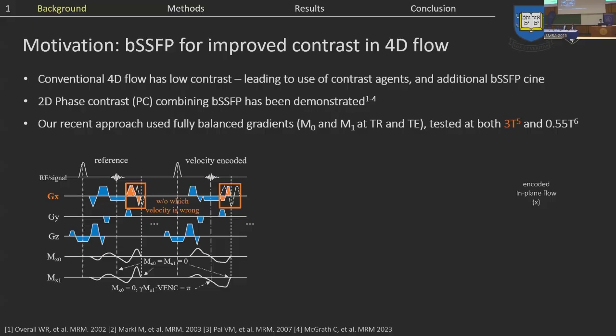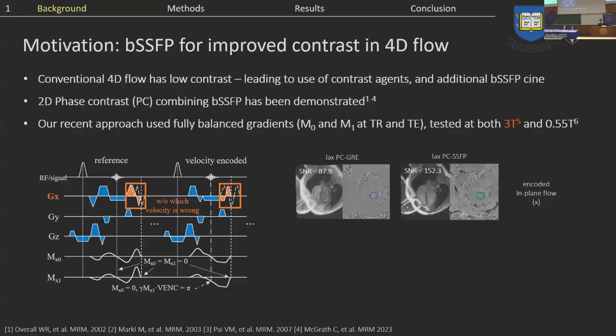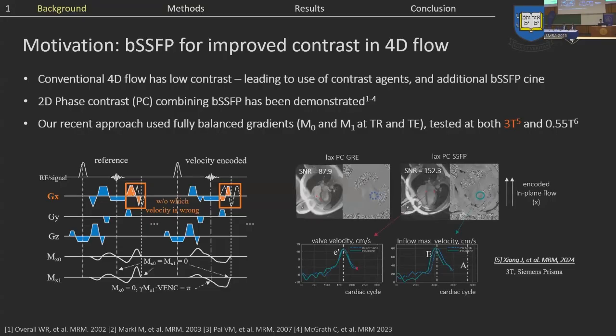And we tested our method at 3 Tesla for in-plane flow. And you can see this is a standard phase contrast with a GRE contrast. With our method, we can show much better myocardial tissue and blood contrast. And also we show the accurate in-plane flow measured.